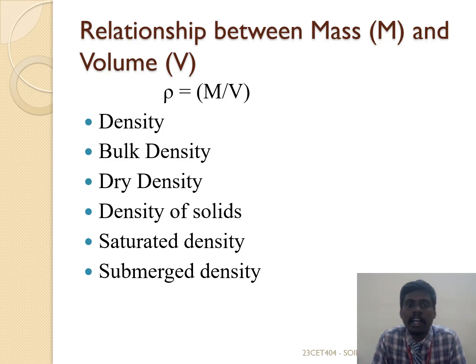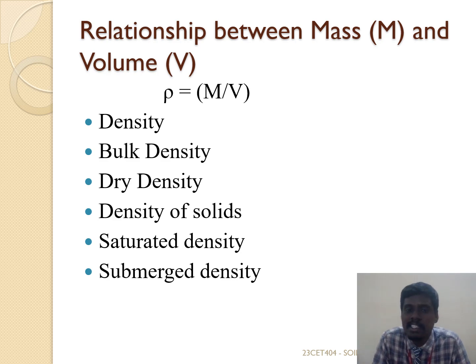Next thing, relation between mass and volume. Mass and volume are different. Normally, mass by volume is equal to density. Bulk density means the total mass of soil to the total volume of soil. Next one is the dry density. Dry density is the ratio of mass of solids to the total volume of soil.